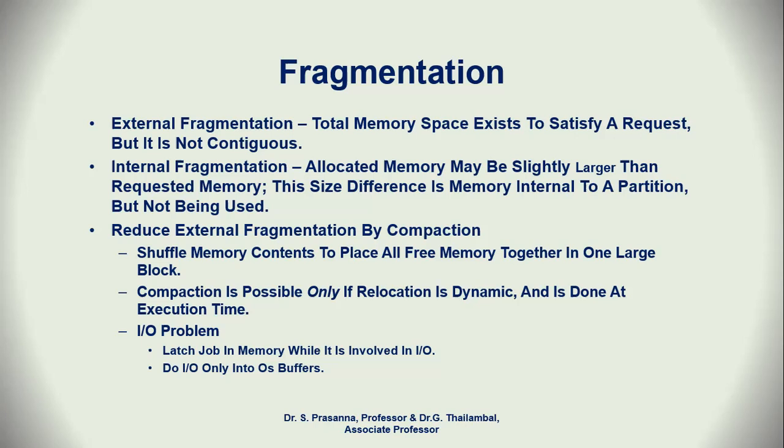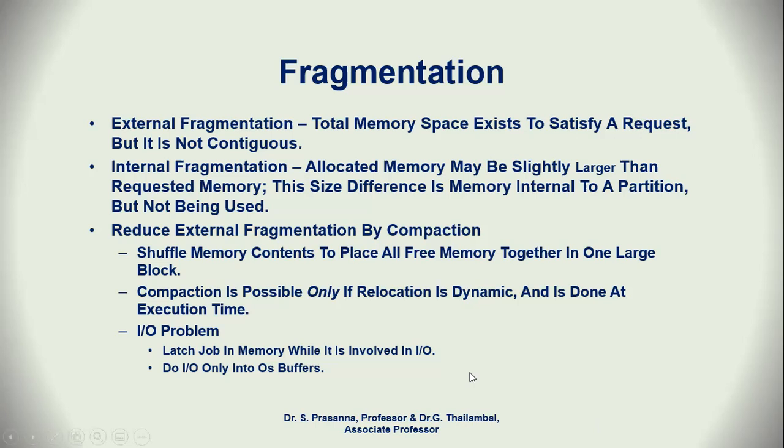When you get a process and you allocate all the lines of the process in the same space, that is internal fragmentation. But when you are allocating this 30K process in a split up way, then that is called external fragmentation. So reduce external fragmentation by compaction.